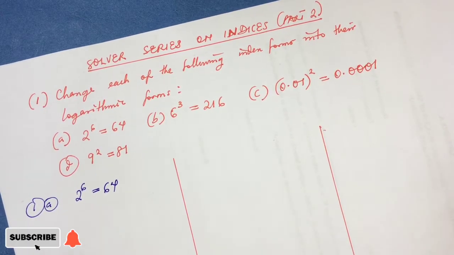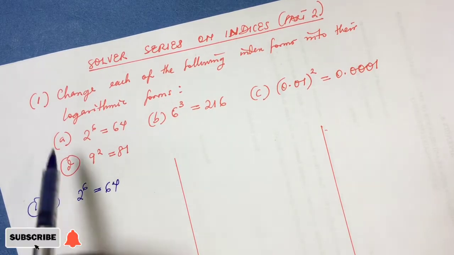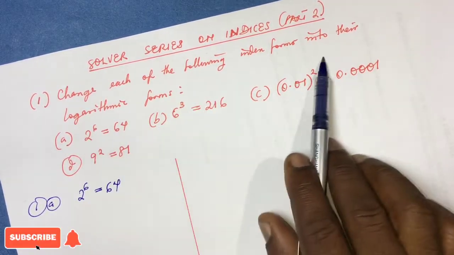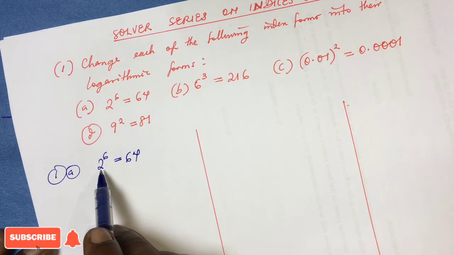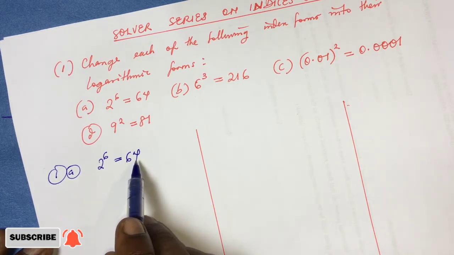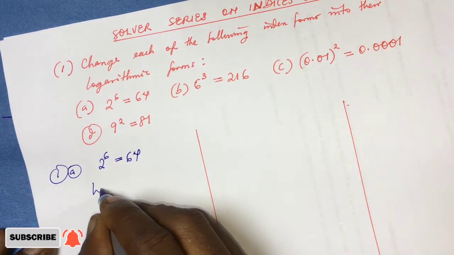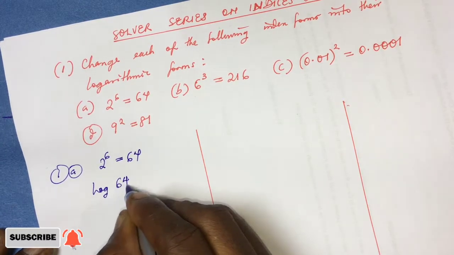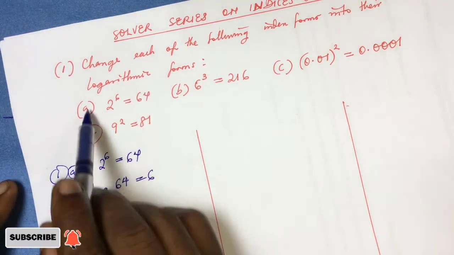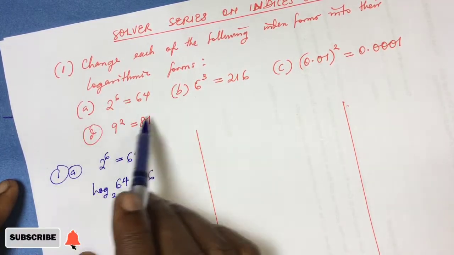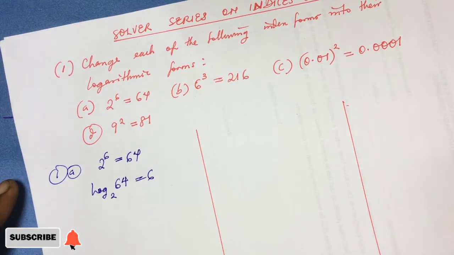Now let us begin. We will start with this problem that says change each of the following index forms into their logarithmic forms. I'm going to show you two ways to go about doing that. So now take note, 2 raised to the power 6 is 64 means that the logarithm of 64 in base 2 is equal to 6. That is one way to go about changing a number in exponential form or index form to the corresponding logarithmic form. All you have to do is to apply the definition of logarithm.